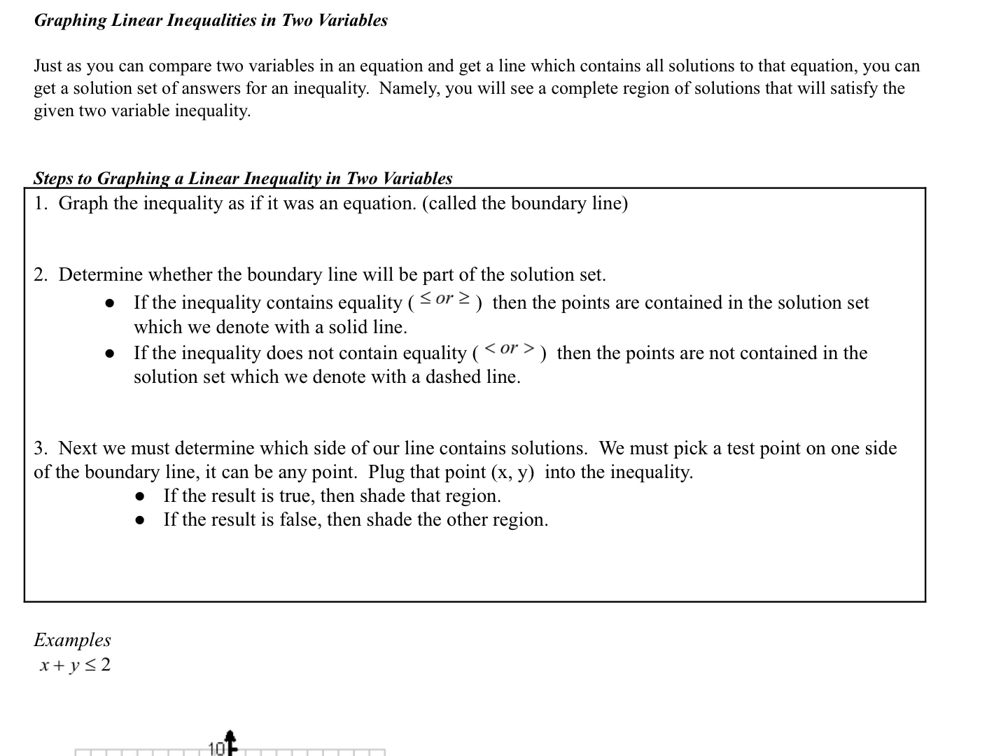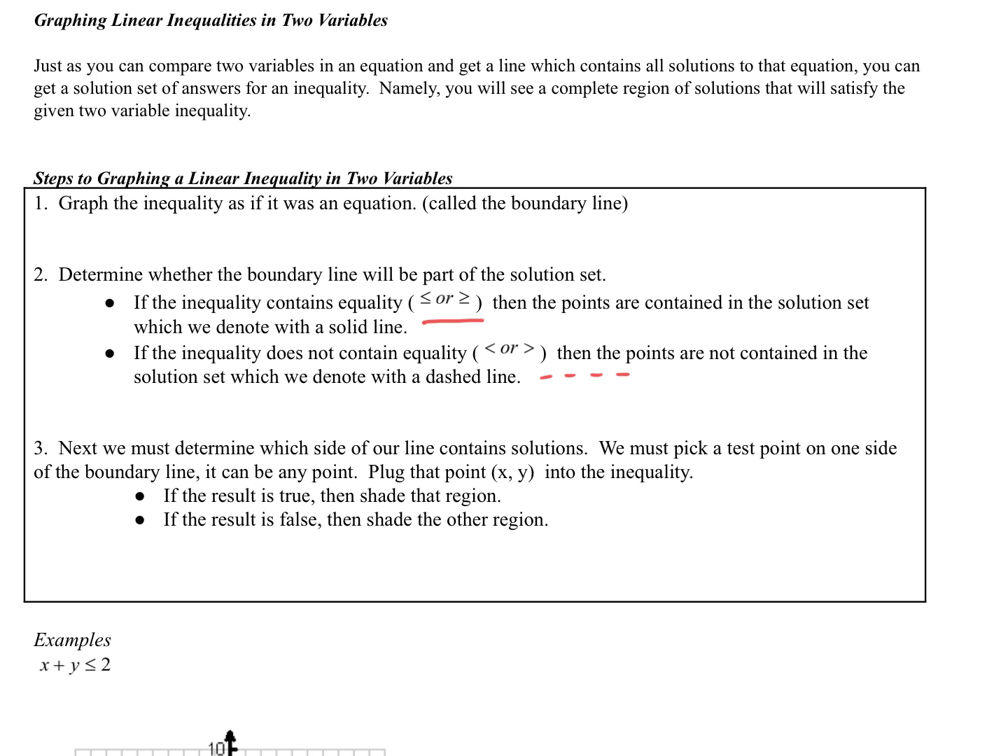Then you have to determine whether or not that boundary line will be part of the solution set. So if your inequality contains equality, so that's a less than or equal to or greater than or equal to, then the points on the line are part of the solution set. So we would use a solid line to graph that. If it does not contain equality, so it's a strictly less than or a strictly greater than, then the points on the line are not part of the solution set, in which case we use a dashed line.